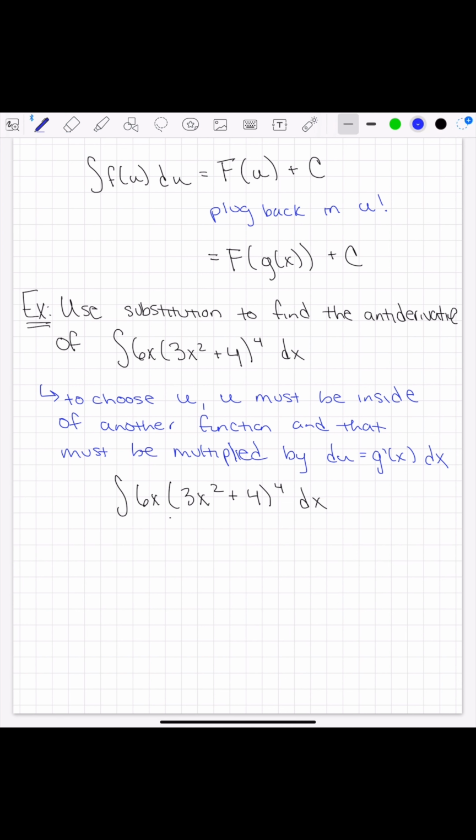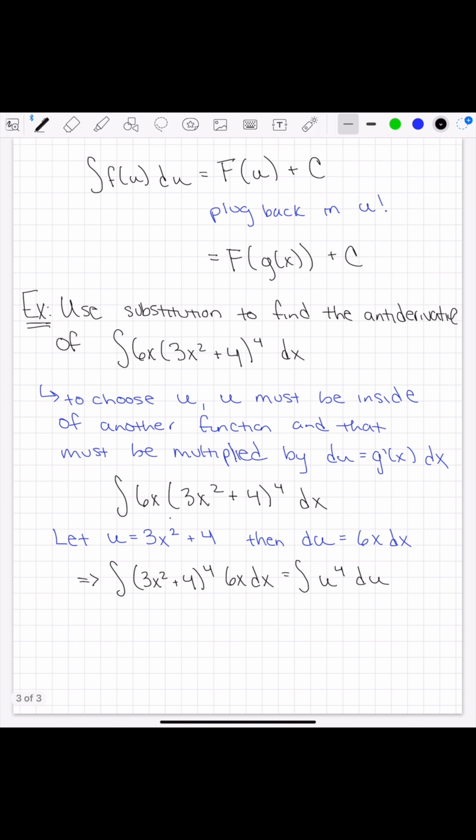So what we're going to do is let u equal 3x squared plus 4, right? Then we take the derivative of u, and that's going to be 6x dx. So then I plug that in, and if we rewrite this and move the 6x over, then we know this whole thing becomes du. So this then becomes u raised to the 4th power, and then 6x dx all becomes du. So you can see how we now simplify the integral.